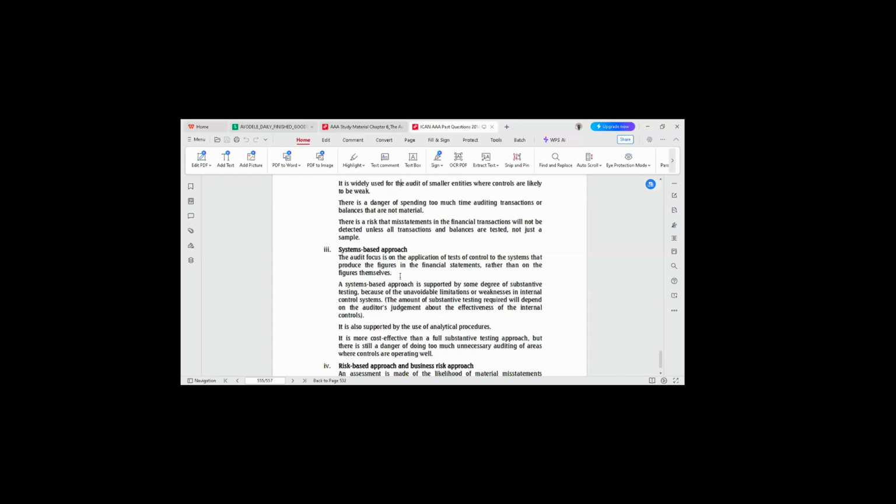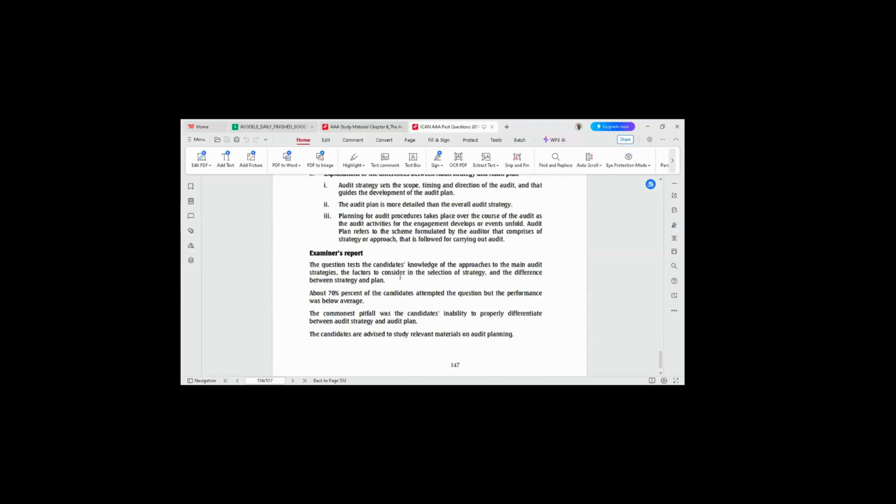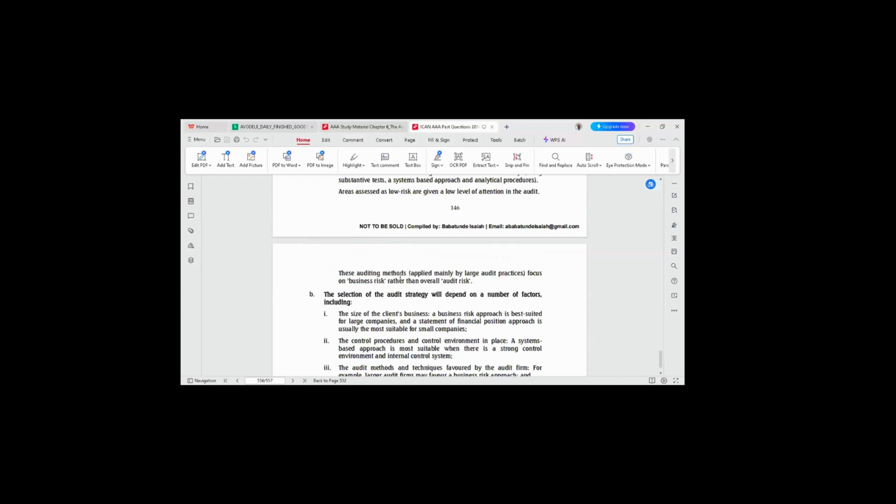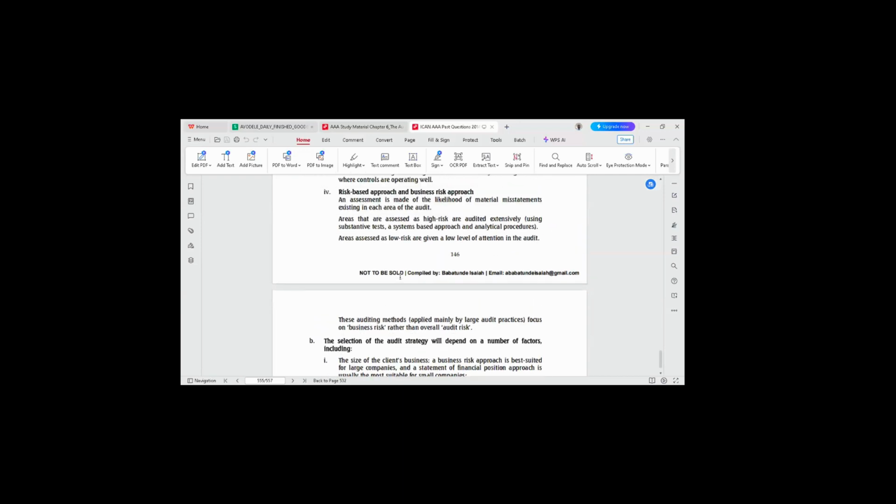It is more cost-effective than a full substantive audit approach, but there is still a danger of doing too much unnecessary auditing for areas where controls are operating well. Okay, you can see the last one there. Risk-based or business risk audit approach: an assessment is made of the likelihood of material misstatement existing in each area of the audit.